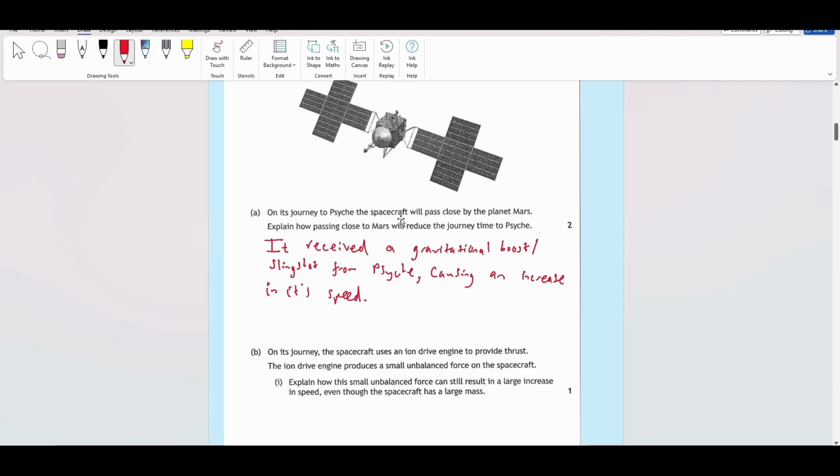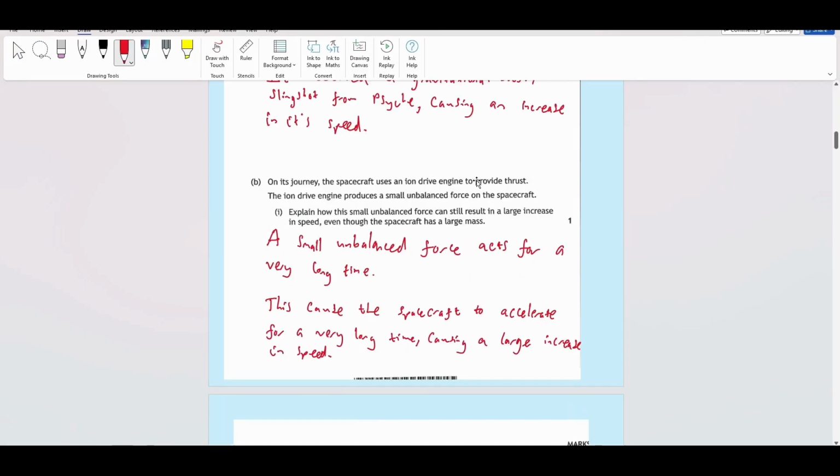This is something they should know from learning the theory in the space topic. Question B says, on its journey, the spacecraft uses an ion drive engine to provide thrust. The ion drive engine produces a small unbalanced force on the spacecraft. Explain how the small unbalanced force can result in a large increase in speed even though the spacecraft has a large mass. So I've written, a small unbalanced force acts for a very long time. This causes the spacecraft to accelerate for a very long time, causing a large increase in speed.